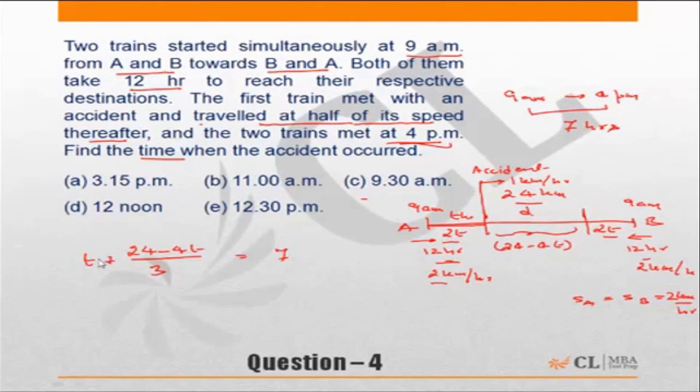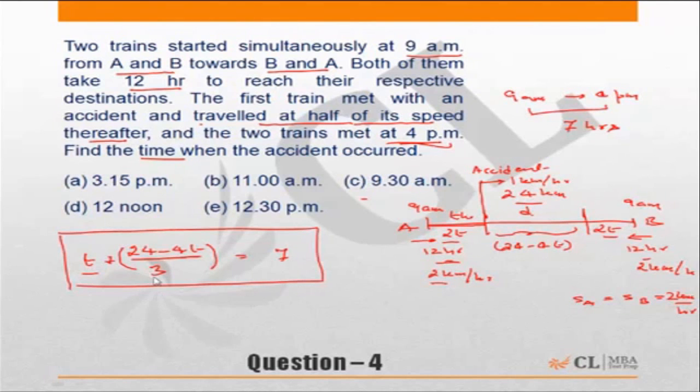So we can say t hours after start, the trains had an accident. Initially t hours had elapsed, and after the accident they will take so many more hours to meet, (24 minus 4t) upon 3. So this should be equal to 7. Now you can solve this equation. So this tells us that 3t plus 24 minus 4t should be equal to 7 into 3, 21. The 3 in the denominator will obviously go on the other side. So we get 24 minus t is equal to 21.